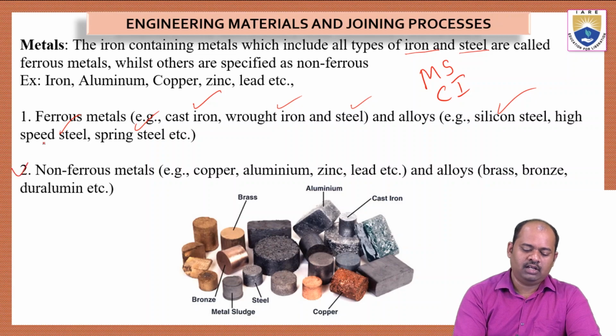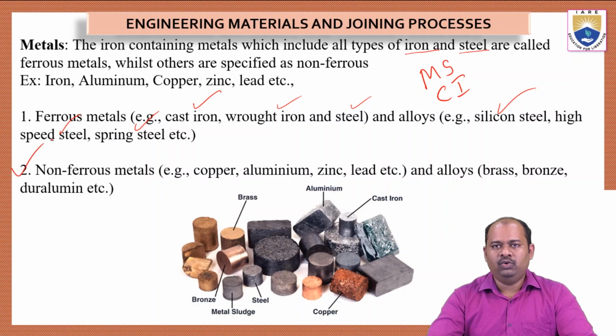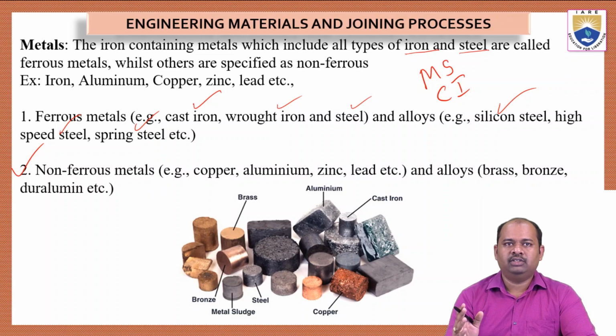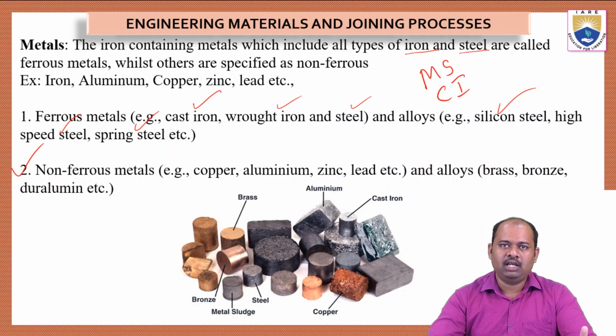Now, non-ferrous metals are the metals which contain no iron. So, we have grouped all the iron metals as ferrous and the remaining as non-ferrous. Some examples of non-ferrous metals are copper, aluminum, zinc, lead, etc. When we see closely, all these metals, copper, aluminum, zinc, lead, also behave similarly to iron metals, but they have different properties.